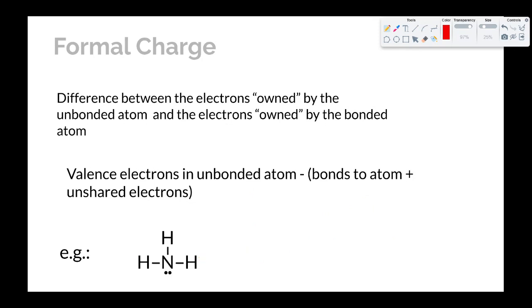Here's ammonia, NH3. We've already seen that a single bonded hydrogen is a 0, so we can just go with that. Now let's look at nitrogen. Nitrogen is a column 5, so normally in its unbonded state, it owns 5 electrons. We're going to take away from that the number of bonds, which is 3 in this case, plus the number of unshared electrons, which is 2. That gives us a formal charge of 0 on the nitrogen.